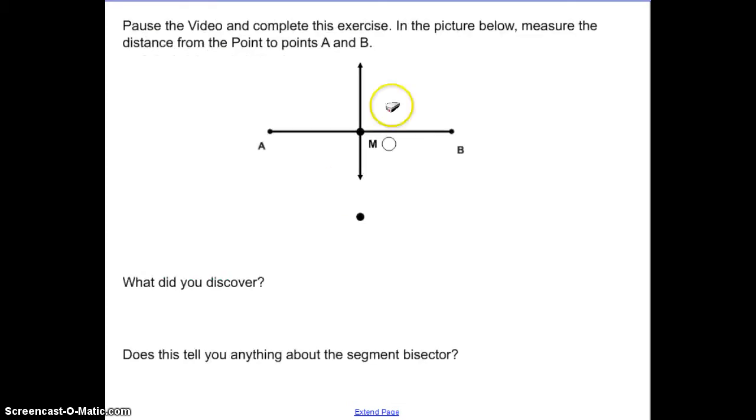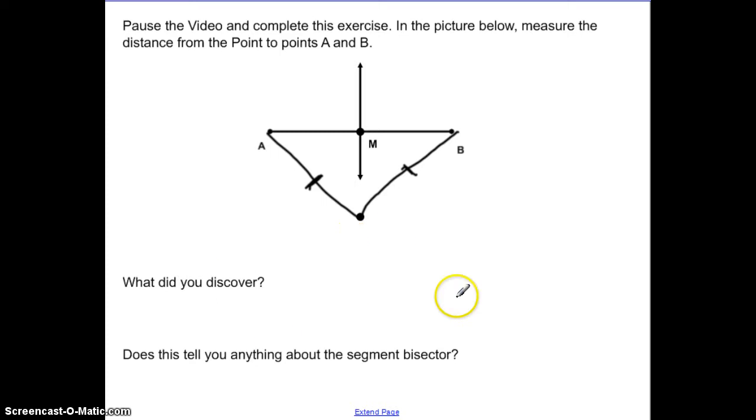Now pause the video and do this exercise. It's very similar to the one you did before. Okay, so when you measured the distance from this point to point A and to point B, you should have found that they have the same measure as well. So this point is equidistant from A and B.